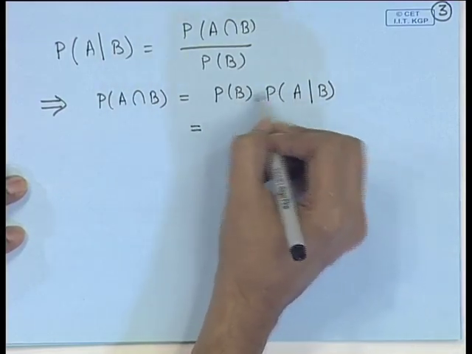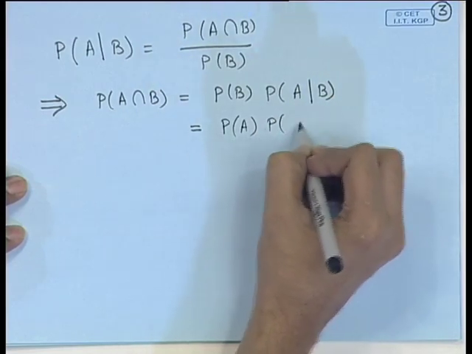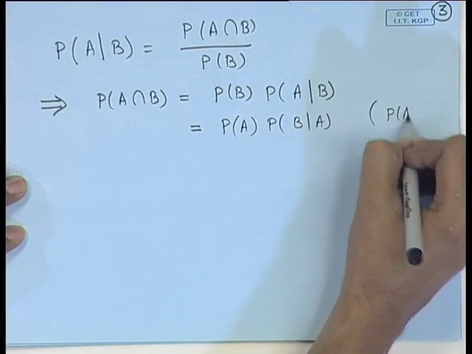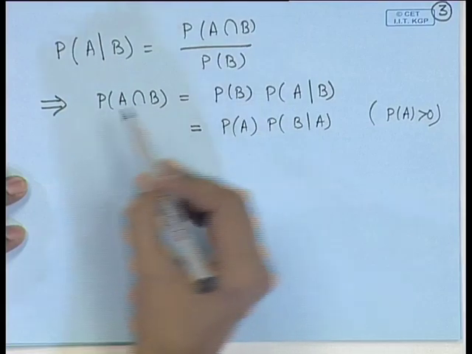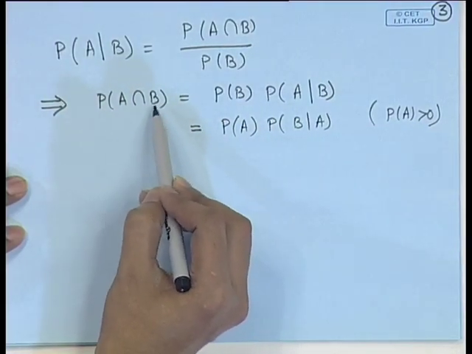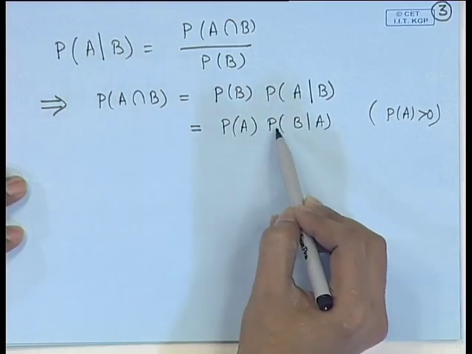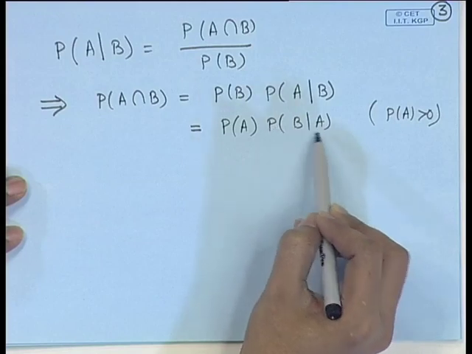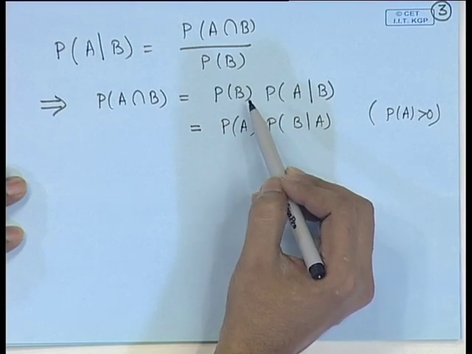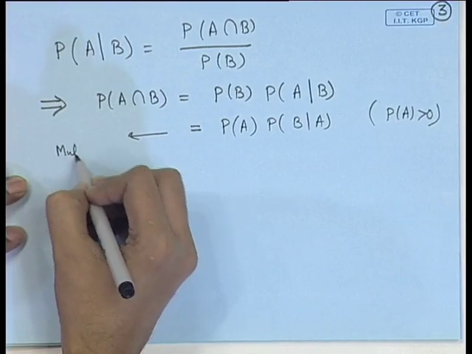If we interchange the roles of A and B, then we can also write it as probability of A into probability of B given A, of course provided that probability of A is positive. This representation, giving the expression for the simultaneous occurrence probability as a product, where one term is a conditional probability and another term is a marginal probability, is known as the multiplication rule. So, this is called the multiplication rule.